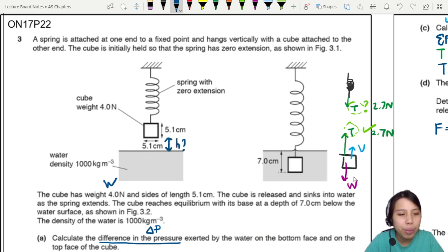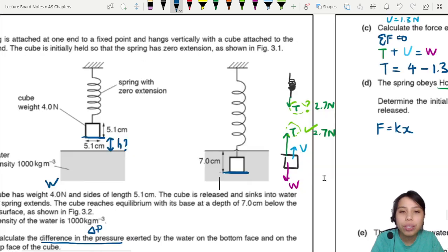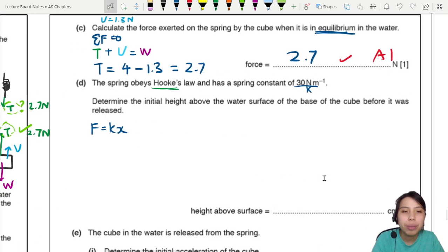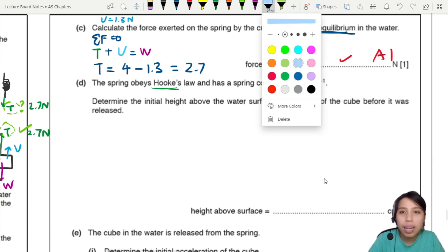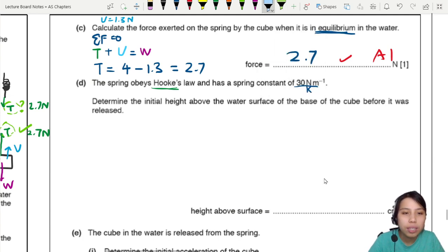How on earth are we supposed to find this height? I'm going to redraw these two pictures using the base of the cube as a reference, because they're using the base of the cube as the reference point. So let's do it on this side. I'm going to need more space, man. Let's rub this off. Let's put in a nice tub of water here.